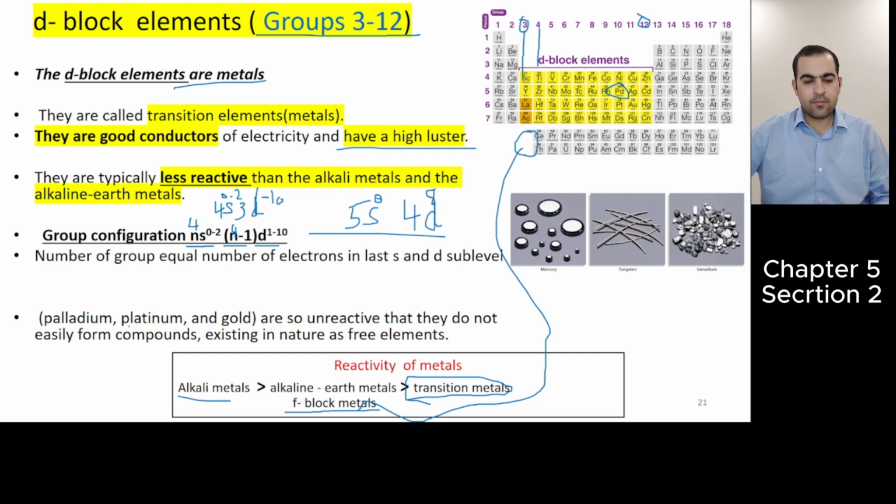And palladium, platinum, and gold are unreactive, and they don't easily form compounds, existing in nature as free elements. We know that D block elements are less reactive, but these elements are very unreactive. Okay?